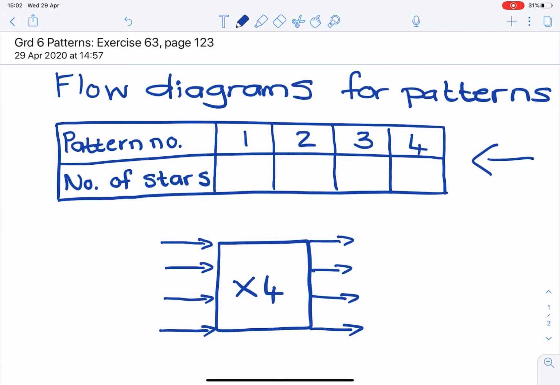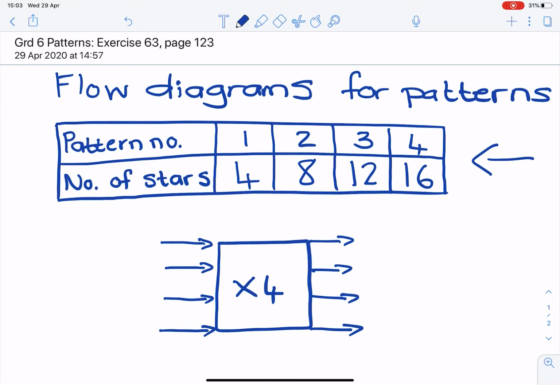of a table. For pattern number 1, I would have 4 stars. For pattern number 2, I would have 8 stars. For pattern number 3, I would have 12 stars. And for pattern number 4, I would have 16 stars.